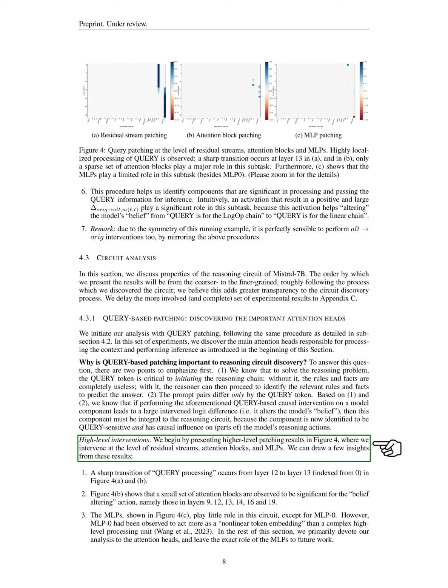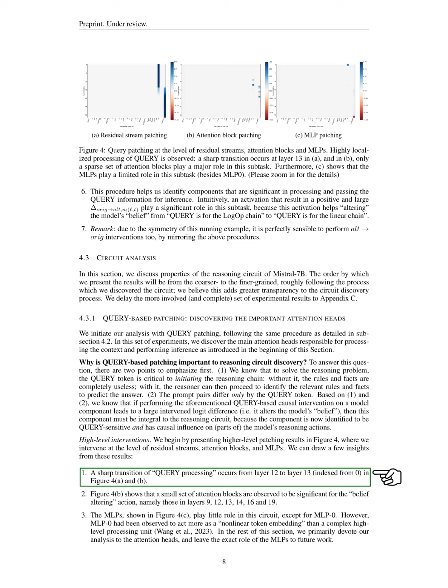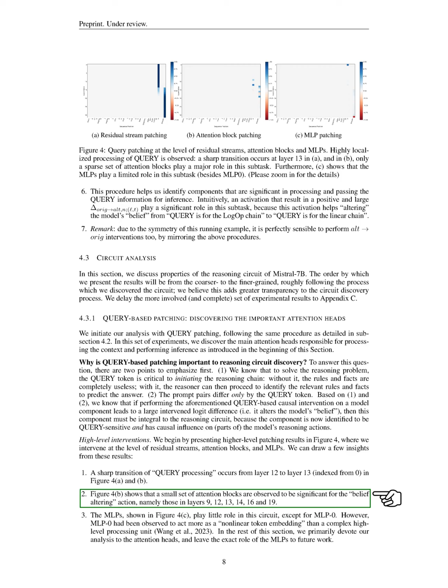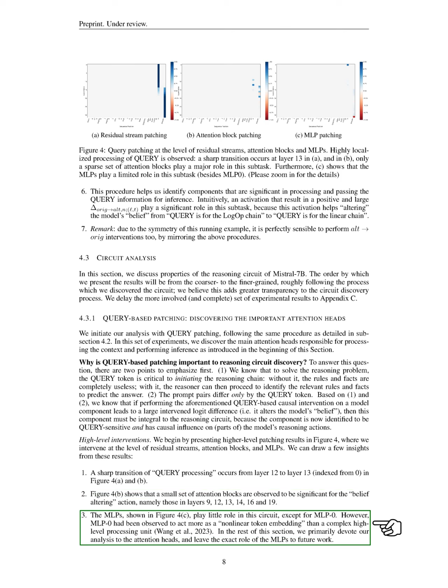We present higher-level intervention results, where we modify residual streams, attention blocks, and MLPs. Our findings show a clear transition in query processing between layers 12 and 13. We observe that only a few attention blocks in layers 9, 12, 13, 14, 16, and 19 are significant for altering the model's beliefs. The MLPs contribute minimally, except for MLP0, which functions more as a nonlinear token embedding rather than a complex processing unit. We focus our analysis on the attention heads and will explore the role of MLPs in future work.